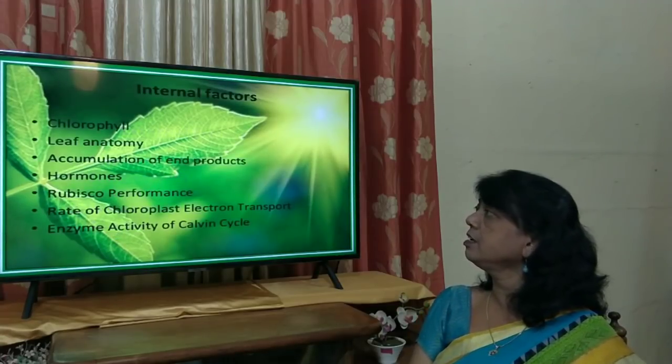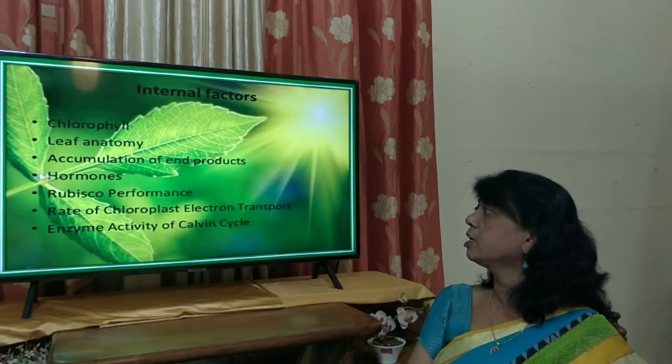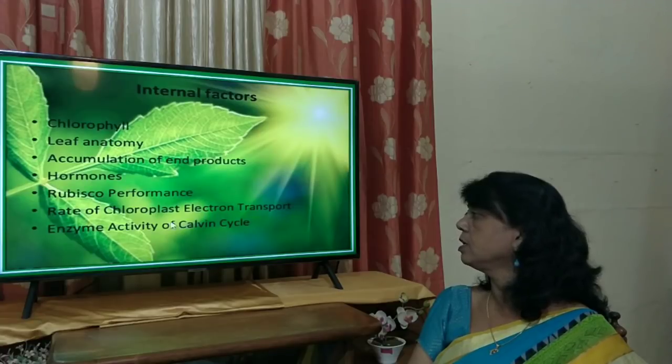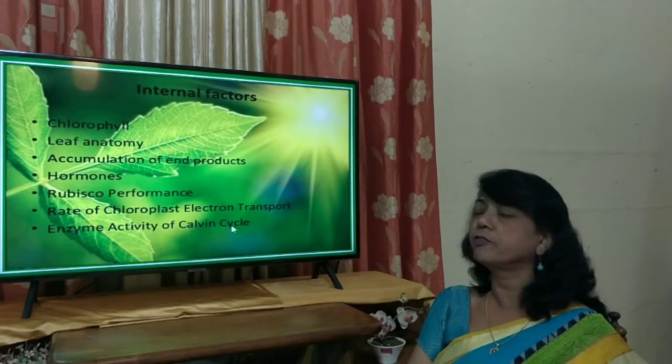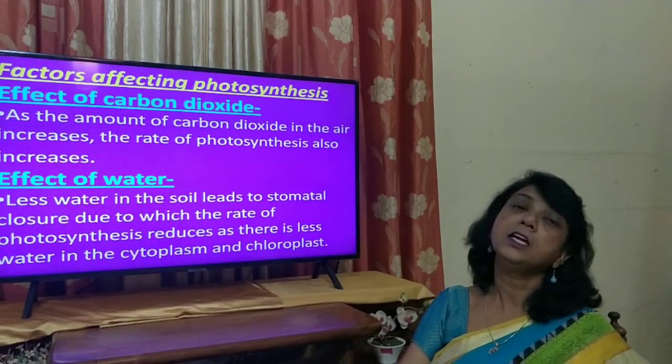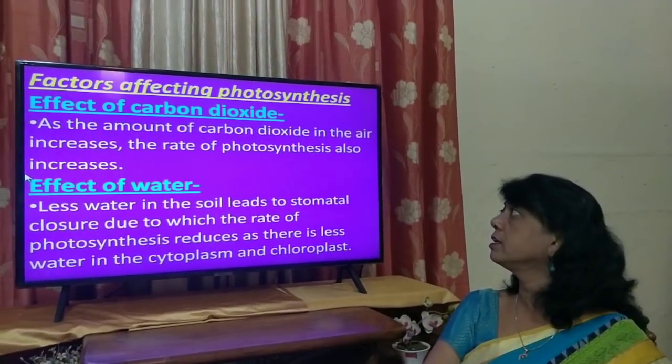The internal factors include chlorophyll, leaf anatomy, accumulation of end products, hormones, RuBisCO performance, rate of chloroplast electron transport, and enzyme activity of the Calvin cycle. Now we'll discuss one by one.